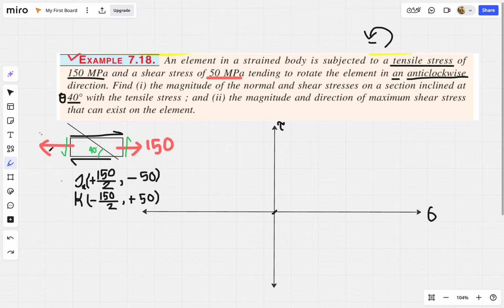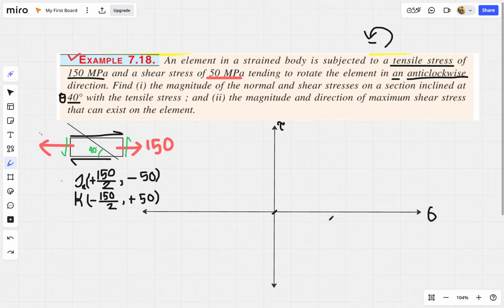Now after that we have to determine the shear. The shear is anti-clockwise, so it will be negative 50. For determining the k, it will be vice versa. Like it is 150 by 2 in the positive direction for j, it will be in the negative direction for k, and as the shear is negative for j, it will be in the positive direction for k.